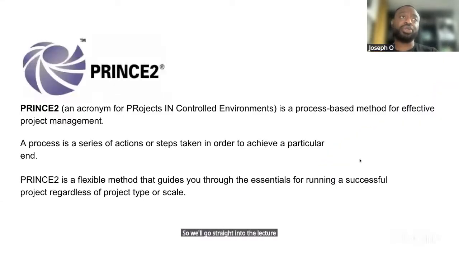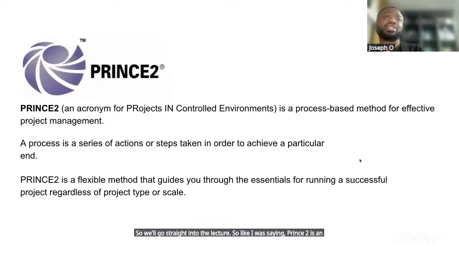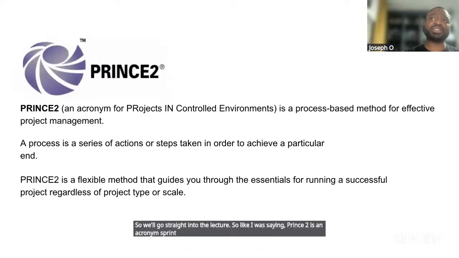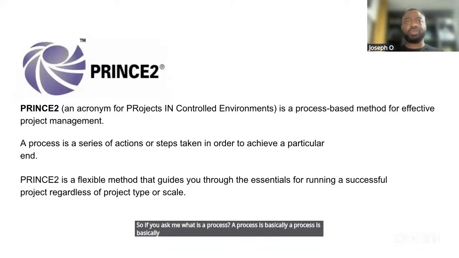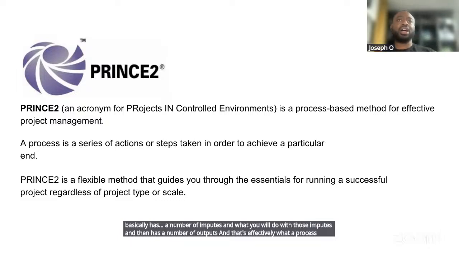So, like I was saying, Prince 2 is an acronym, Projects in Controlled Environment, and it's a process-based method for effective project management. If you ask me what a process is, it basically has a number of inputs, what you would do with those inputs, and then a number of outputs. That's effectively what a process is, or a series of actions or steps taken in order to achieve a particular end.